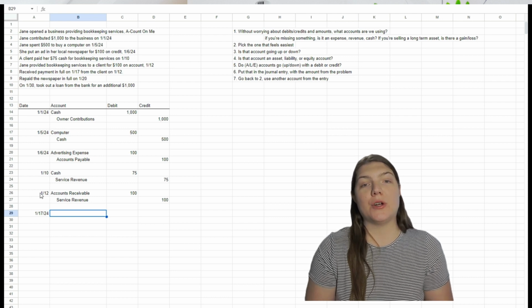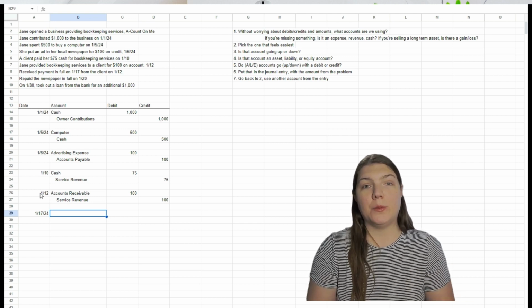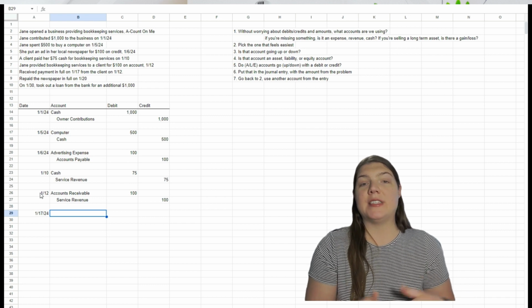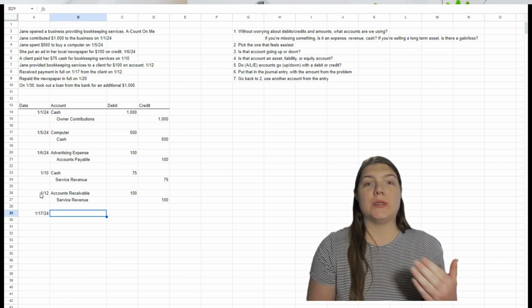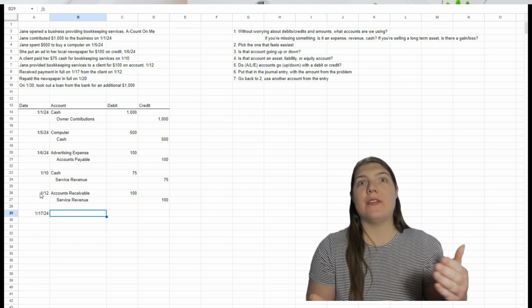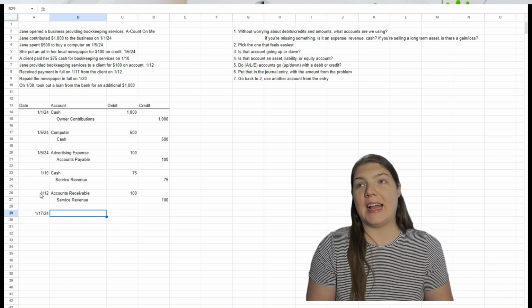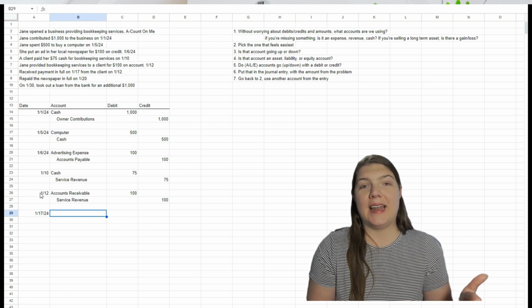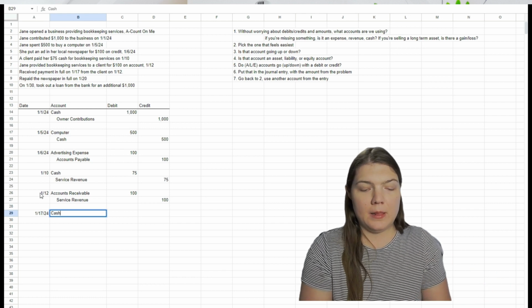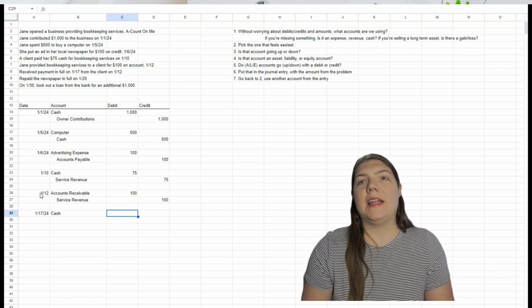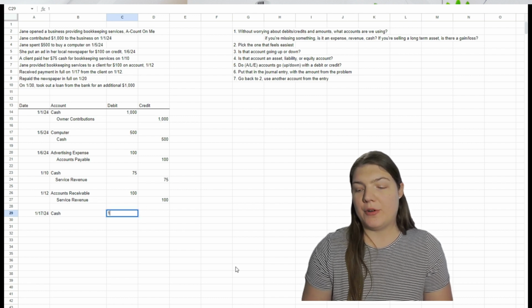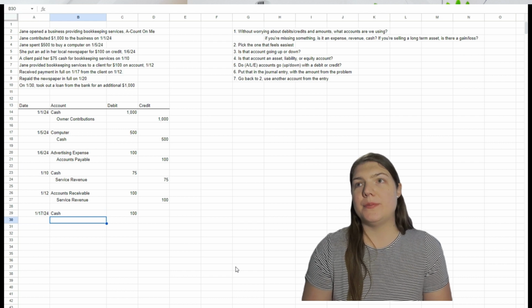So our two accounts are going to be cash and accounts receivable. Cash because they're physically paying us cash, and accounts receivable because the reason they're paying us cash is because they owed us money. So in this case, cash is going up. It's an asset. Assets go up with a debit. And it's from the client on 1/12. So on 1/12, it looks like they owed us $100, so that'll be $100.